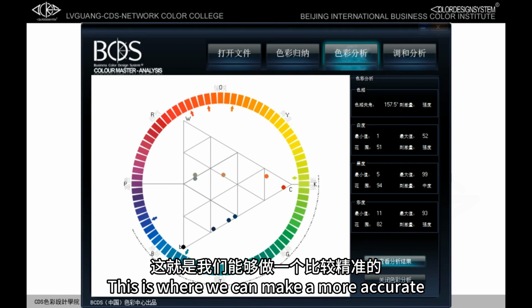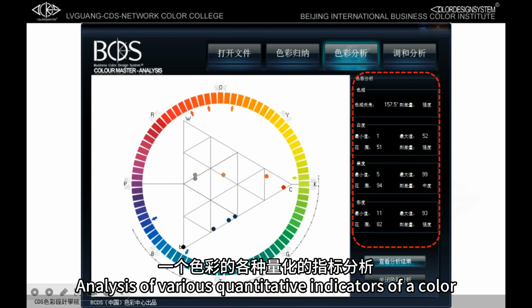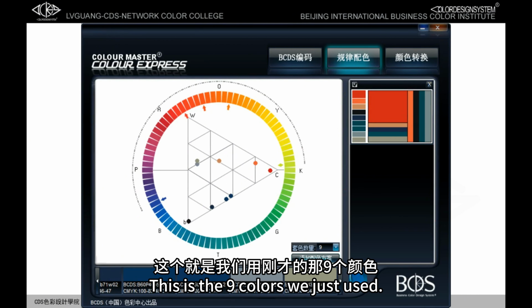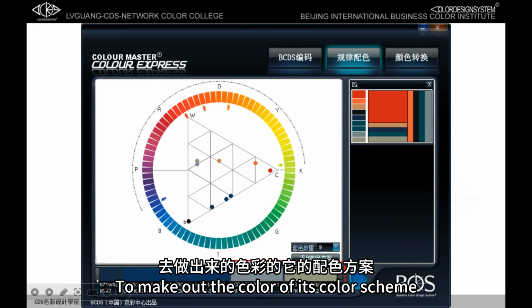This is where we can make a more accurate analysis of various quantitative indicators of a color. These are the 9 colors we just used to make out the color of its color scheme.